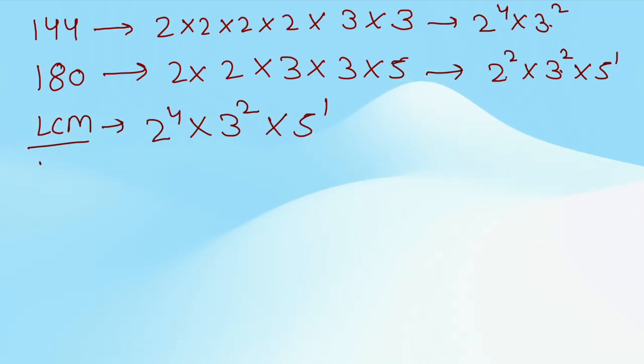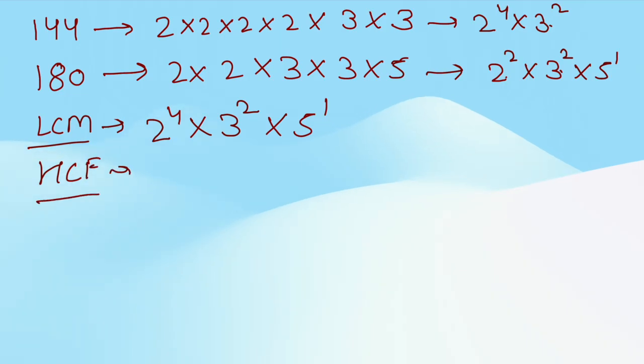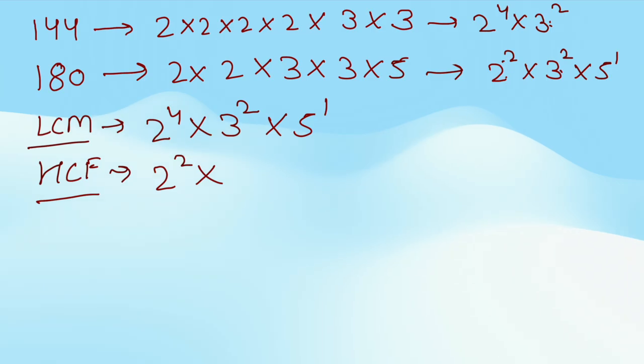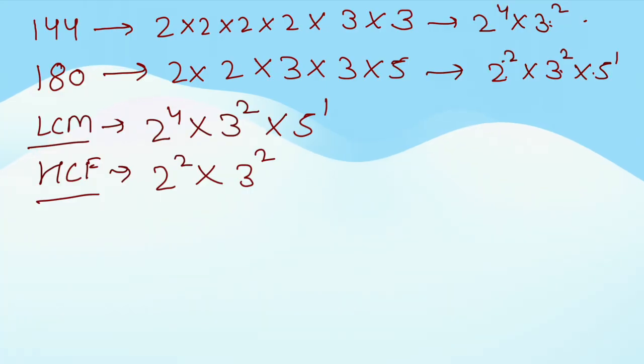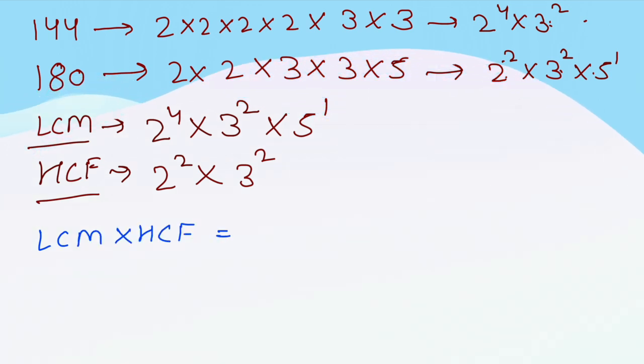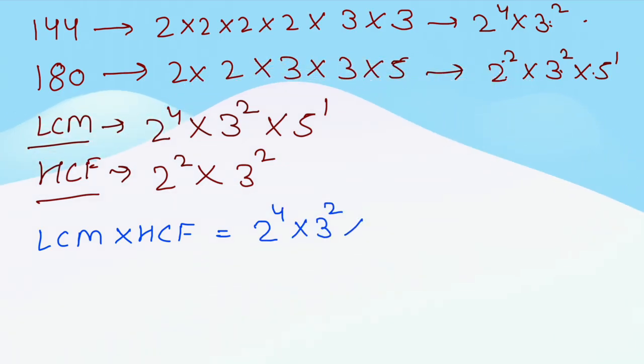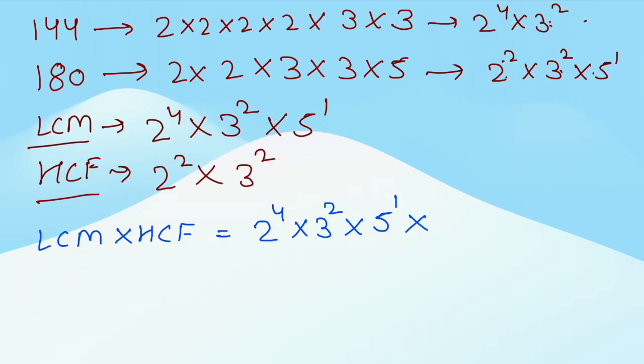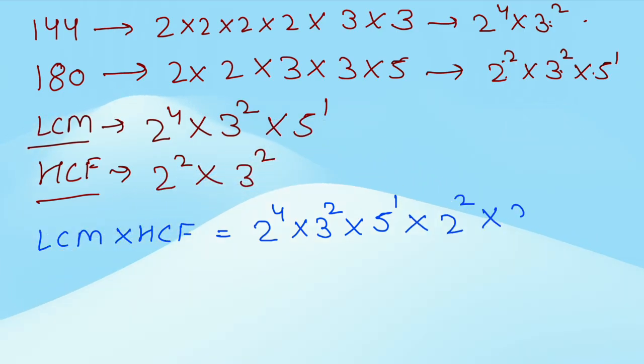If I ask you the HCF, it will be lower powers, right? Lower power of 2, 2 square, lower power of 3, 3 square, and lower power of 5 is 5 to the power 0. We can leave it as it is. We have the LCM, we have the HCF. Now see one thing. If I ask you what is LCM into HCF, see what I am getting. LCM into HCF is 2 to the power 4 into 3 to the power 2 into 5 to the power 1 into 2 square into 3 square. Yes or no?